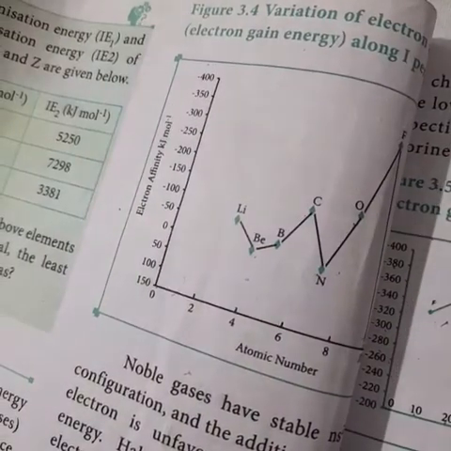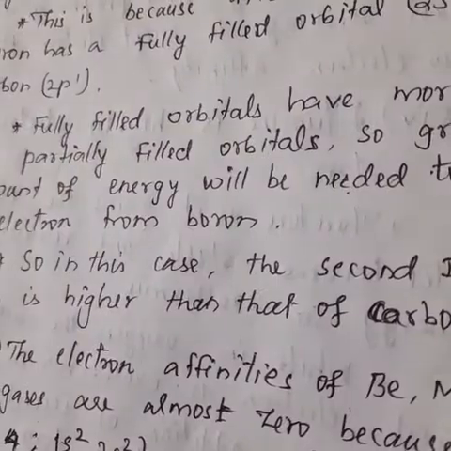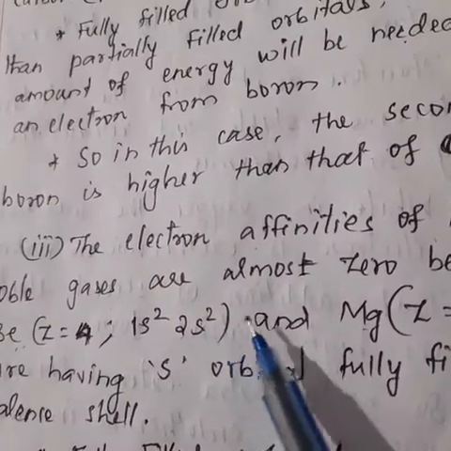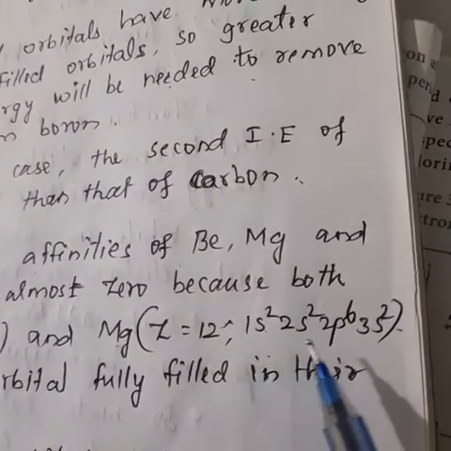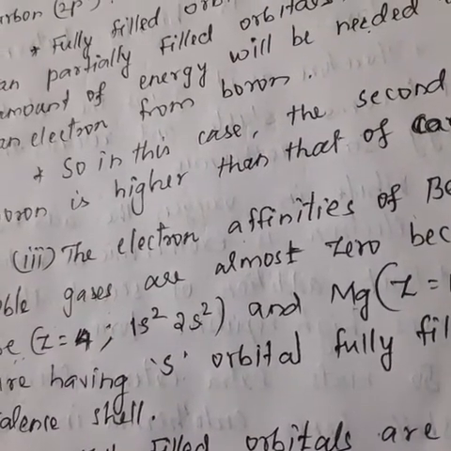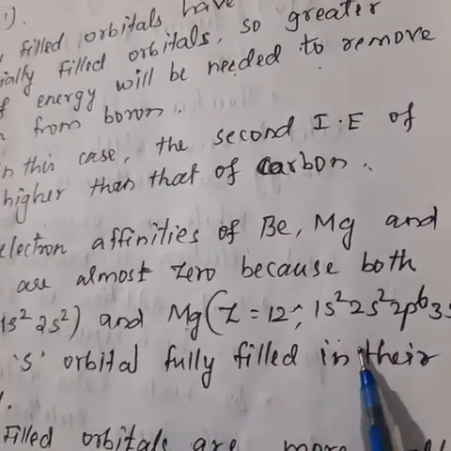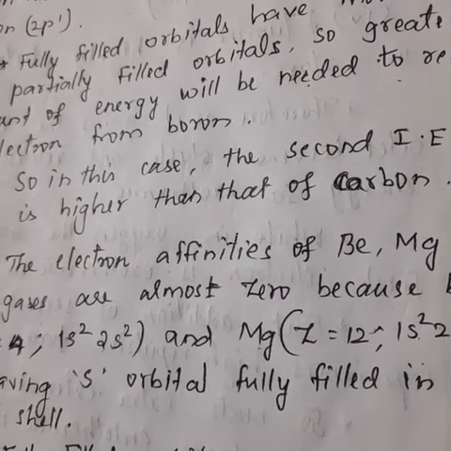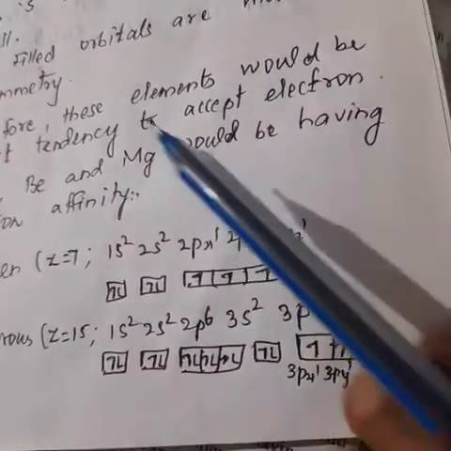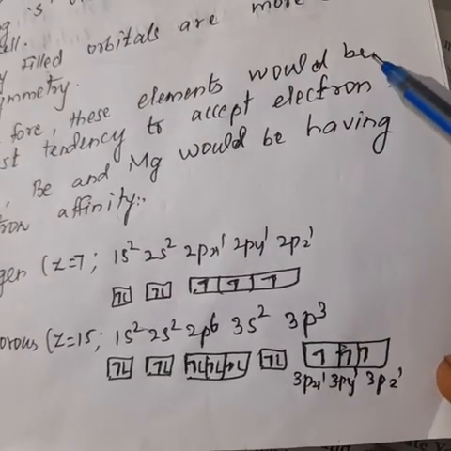So here for beryllium and magnesium, they are completely filled. This is the beryllium electronic configuration, 1s2 2s2, completely filled. Magnesium also has a completely filled s orbital. So we cannot easily add. There is no need to add an electron for the beryllium atom. No need means no space to add the electron. So the electron affinity will be zero. But in the case of nitrogen and phosphorus, they are half filled. So this completely filled configuration is more stable than half filled.